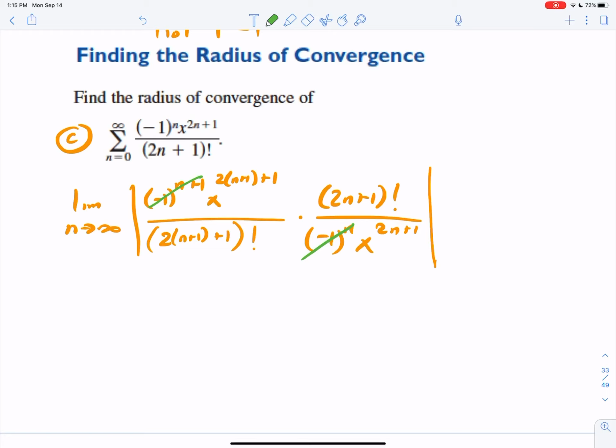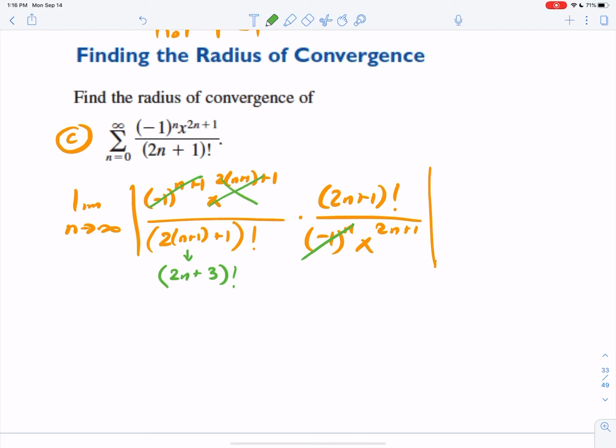This down here becomes 2n plus 3 factorial, because if you distribute the 2, you get 2n plus 2 plus another one, which is 2n plus 3. And up here is 2n plus 1 factorial. Well, I'm trying to cross some things out. Okay, so keep that in mind. Up top here, I also get x to the 2n plus 3, whereas the bottom I have x to the 2n plus 1.